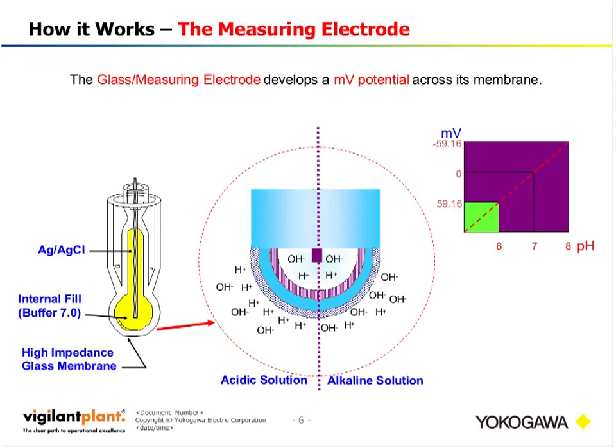For example, as the graph to the right shows, if the millivolt potential across the glass membrane of the electrode is positive 59.16 millivolts, then the process value will be a pH of 6. If the potential across that glass membrane is negative 59.16 millivolts, then the process will have a value of pH 8. But this right here is only half the sensor. To obtain an accurate pH measurement, the voltage produced by the measuring electrode must be compared against a stable millivolt output from a reference electrode.